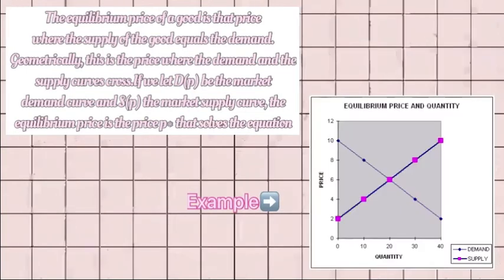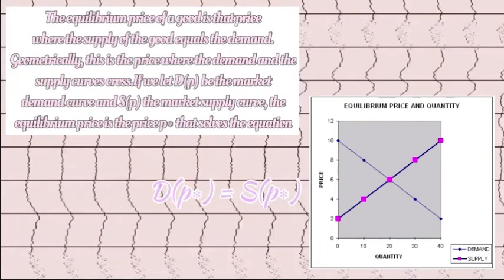The equilibrium price of a good is the price where the supply of the good equals the demand. Geometrically, this is the price where the demand and the supply curves cross. If we let D(P) be the market demand curve and S(P) be the market supply curve, the equilibrium price is the price P star that solves the equation.